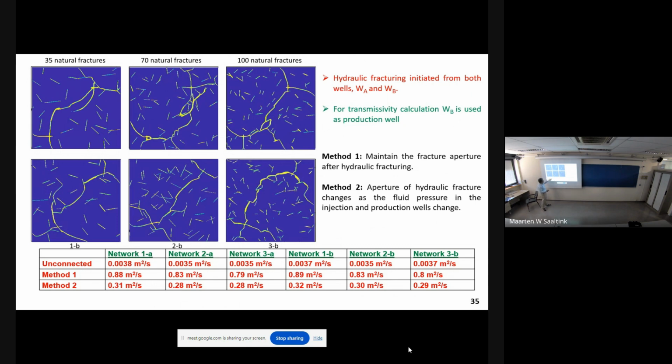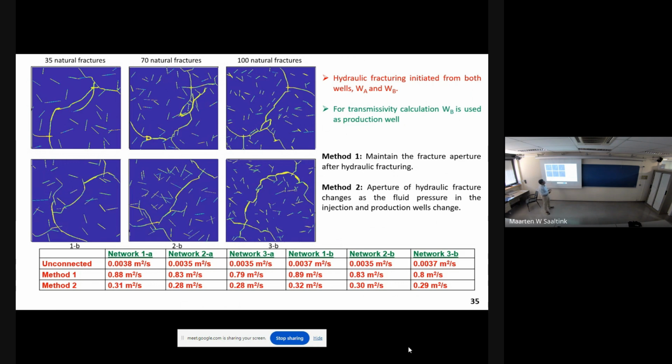If the wells are not connected well, then the discharge between these two wells is of lower order, like 0.004 meters per second. When they are connected, then we can get a measurable discharge. One method gives this number, another method gives this number. So it all depends on the reservoir permeability. This number can also differ by 1 or 2 orders of magnitude.